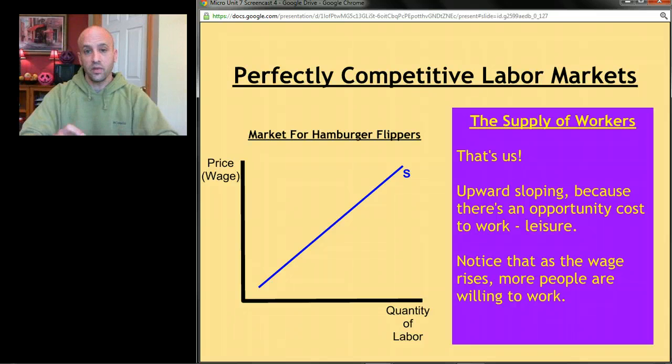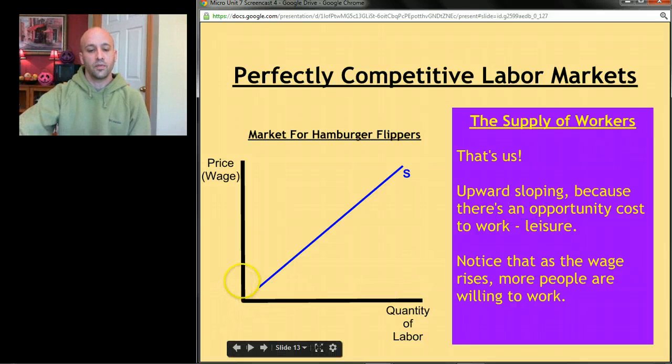And again, remember, everything's the opposite now. So that supply curve is us. In product markets, the demand curve was us. But here, the supply curve is us. We are the workers, and we supply our labor. Now, it's upward sloping because there's an opportunity cost to labor, or to working, which is essentially leisure, whatever you would be doing if you weren't working.